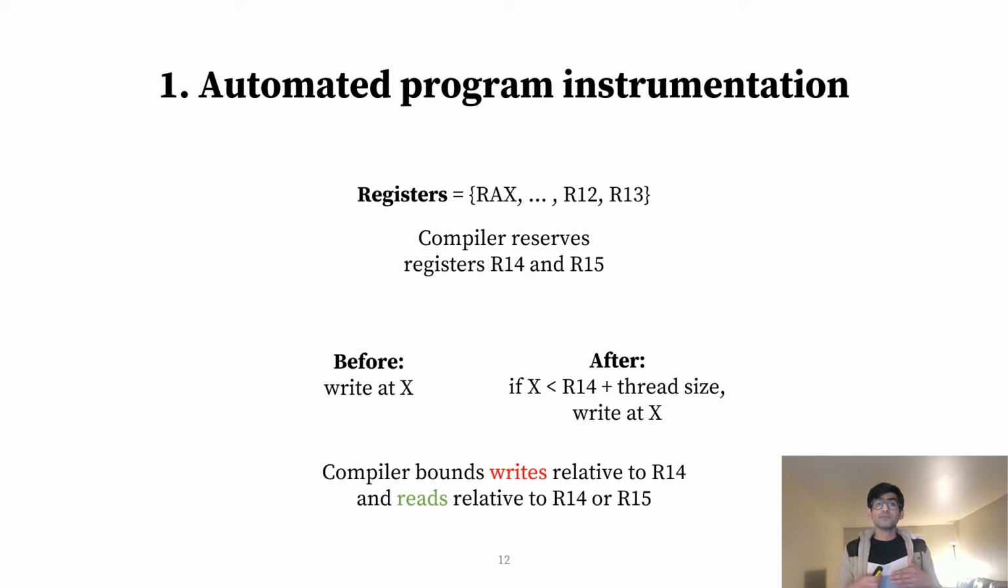So for example, if the instruction was to write at address X before, afterwards it would be: let's check if X is within the range of R14 plus a fixed thread size, and then you're allowed to write at X. Bear in mind, this is a simplification of the instrumentation, and please refer to the paper for actual details.